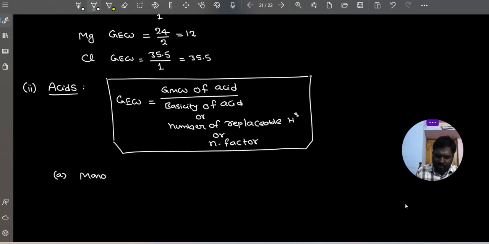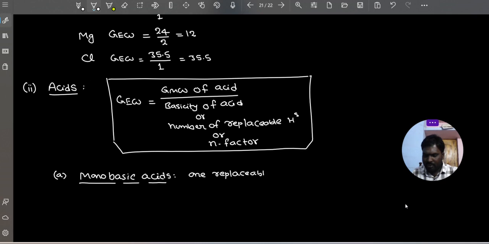Monobasic acids. Monobasic acids mean one replaceable hydrogen is present. So that's why the n factor is 1. What is the n factor? N factor is 1. Understood?